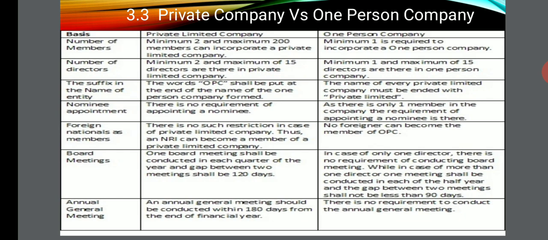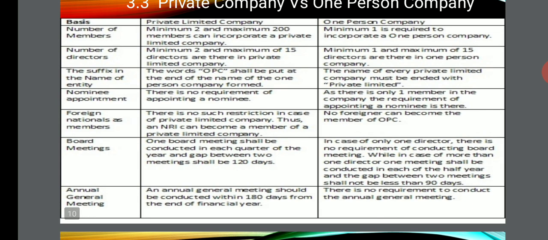The suffix in the name of the entity: the word OPC, private limited company, shall be put at the end of the name of the one person company formed, OPC. The name of every private limited company must end with private limited. Now, nominee appointment. There is no requirement of appointing a nominee in case of private limited company. The requirement of appointing a nominee arises in one person company, as there is only one member in the company.